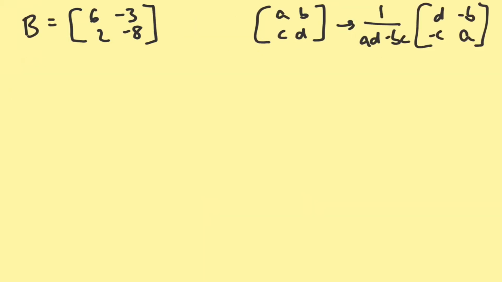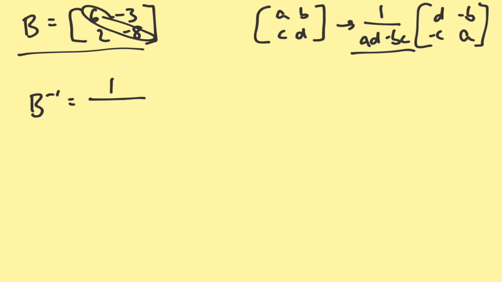So if you want to see one more example, here's matrix B. If we want to find B inverse, we do 1 over AD minus BC. So A times D minus B times C. Make sure you do this fraction part before you do all your switching around of the matrix. So that's 6 times negative 8 minus 2 times negative 3.